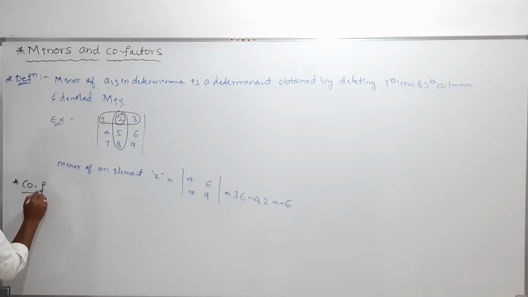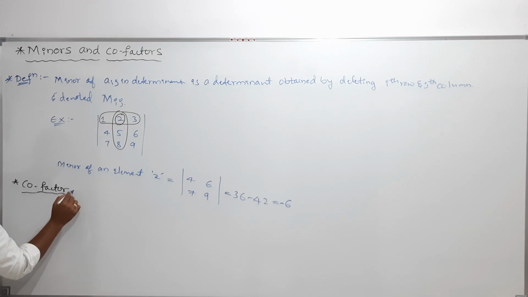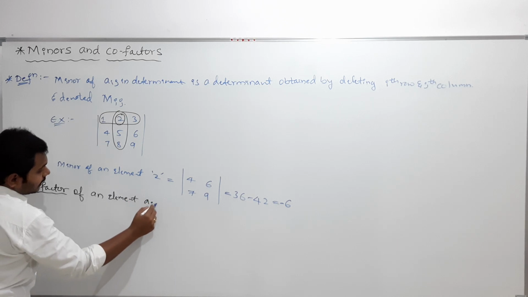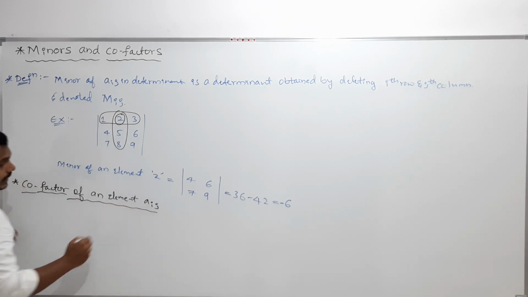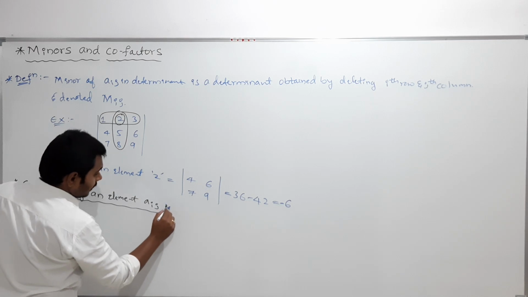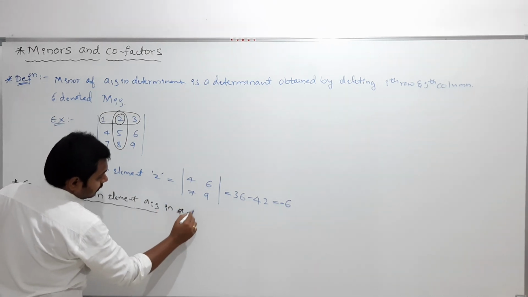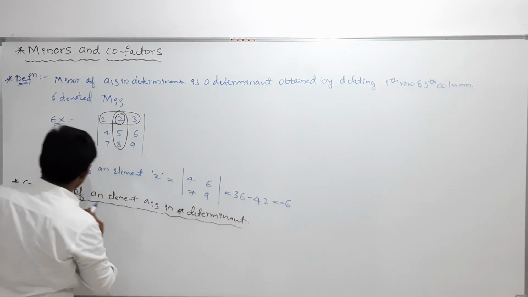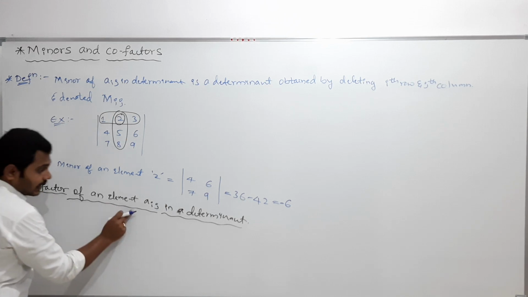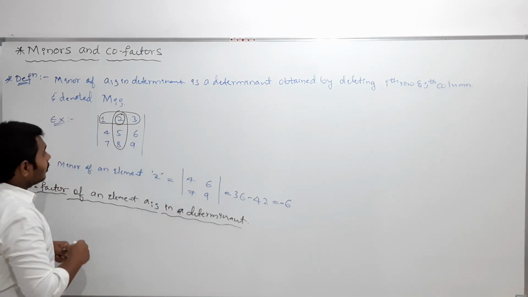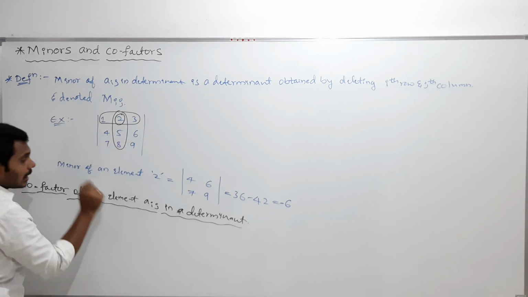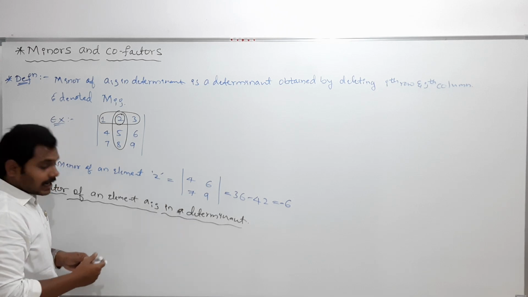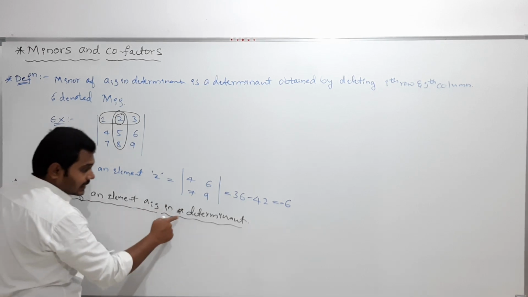So here it is the cofactor of an element aij in a determinant. So how to calculate the cofactor? The cofactor of an element aij in a determinant. Now in this I am considering the same example. Now my dear students, please remember the cofactor of an element aij in a determinant.